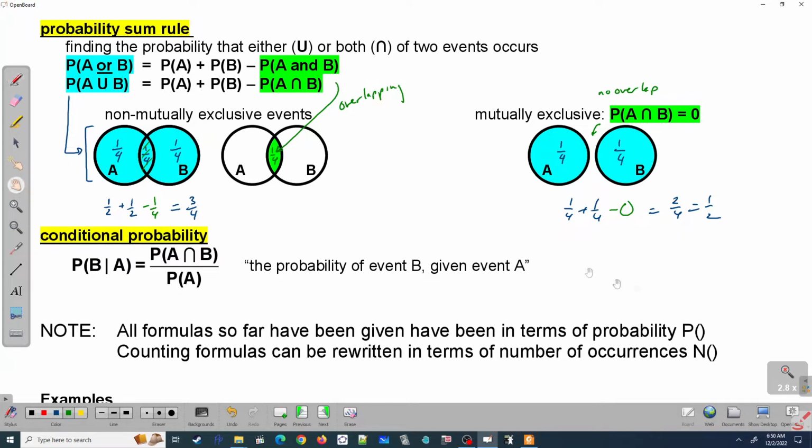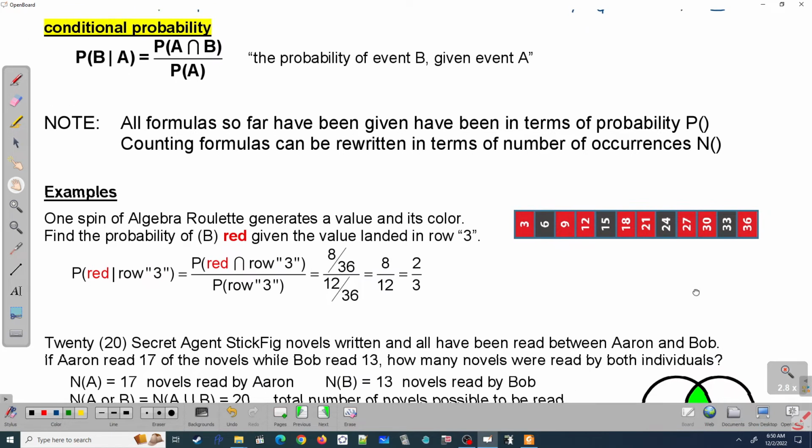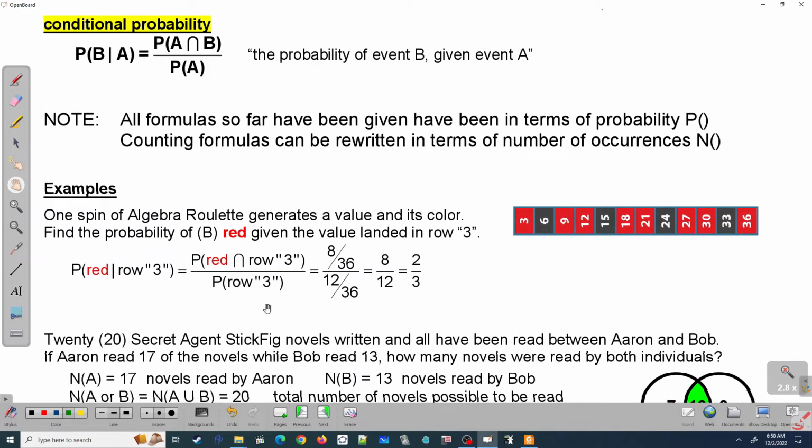Let's actually look at these examples of formulas in action, okay? And so we're going to move right to this one. In fact, I'll stop right here because my first example involves algebra roulette again, and it's a conditional probability. Because what I'm basically saying is we're going to take a spin, and I would like to find the probability of B being a red, that red appears when I spin, given that I know that the value happens to land in row 3.